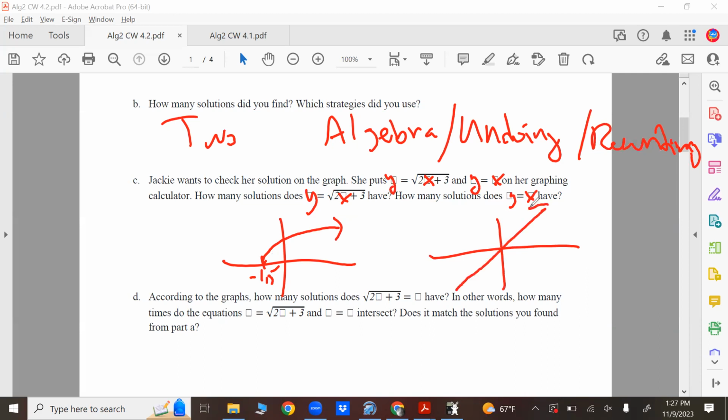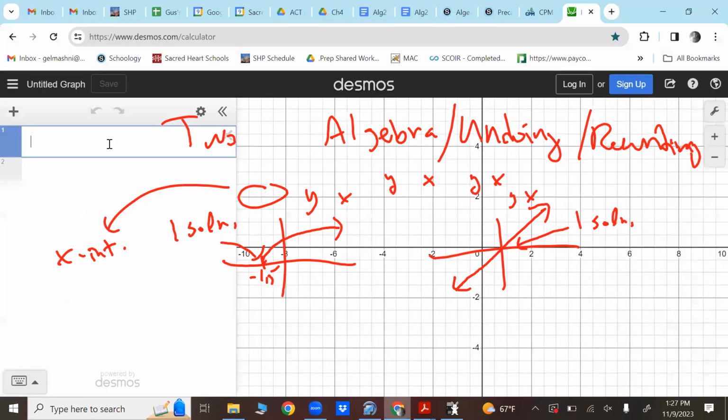It looks like it does this, and y equals x looks like it does this. So it looks like they have one solution each. When I say solutions, I mean x-intercepts. How do you know? I'm just going to graph in the calculator right now. I just know how the graphs look.